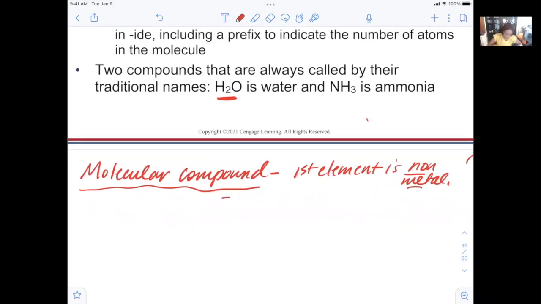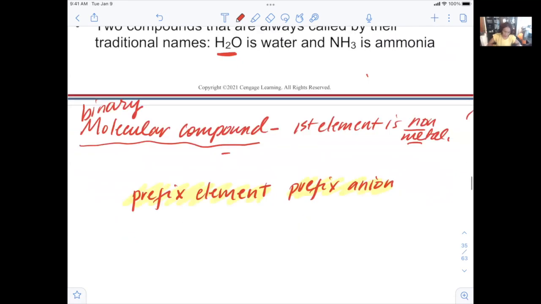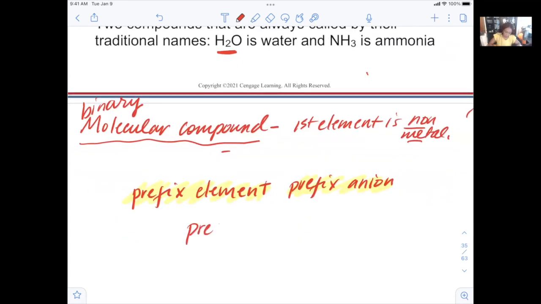Okay, remember, the format is prefix, element name, and this is how you would name the first element, and then prefix, anion name. That is how you will name the second element. And remember, this is called binary. Binary just means the molecular compound is composed of two elements. Okay, so how do we get the prefix names?